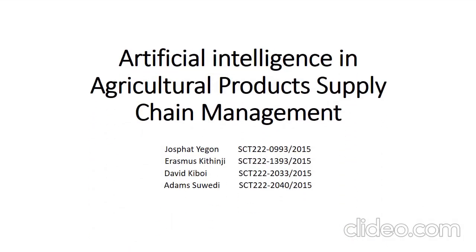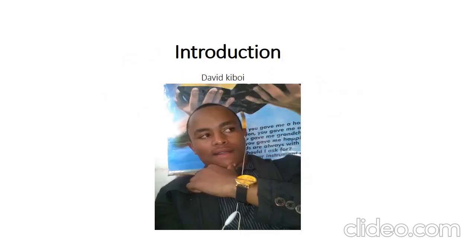Hello everyone, this is Group 6 and our research topic was enhancing agricultural products supply chain management using artificial intelligence. I'll be taking you through the introductory part. My name is Kiboy David.